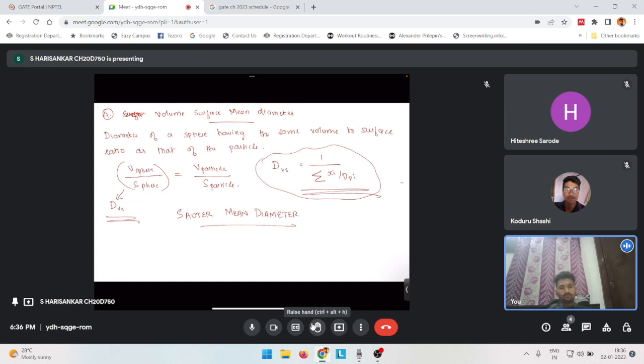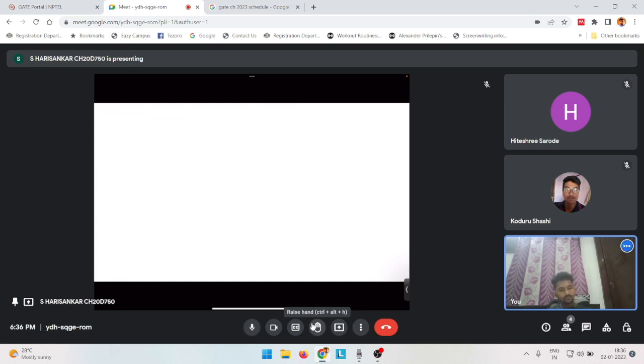Now, one more topic we'll try to cover today is the basics of size reduction.